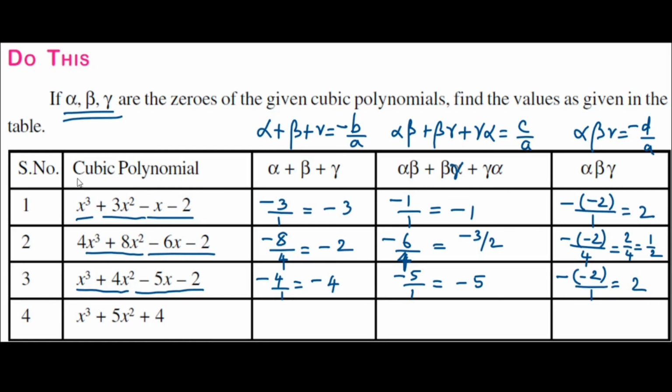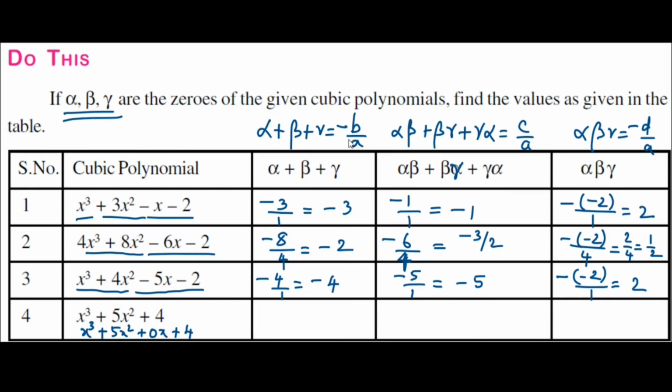Then the fourth cubic polynomial is x cube plus 5x square plus 4. Here the x term is not written. The x term is missing. So the coefficient of the x term is 0. We can write it as x cube plus 5x square plus 0x plus 4.